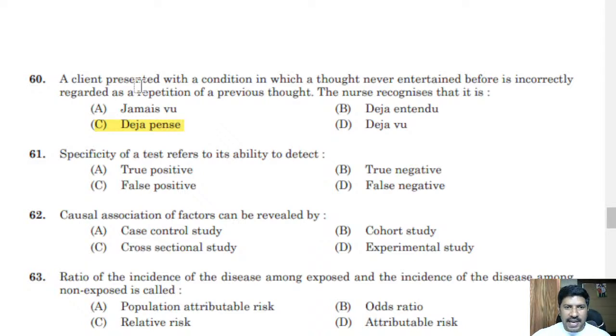Déjà pensé: a client presented with a condition in which a thought never entertained before is incorrectly regarded as a repetition of a previous thought. The nurse recognizes that it is? Previously we have learned about jamais vu and déjà vu. Déjà pensé is a new term.